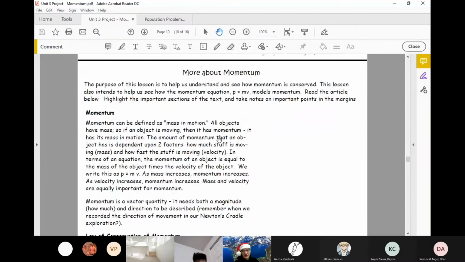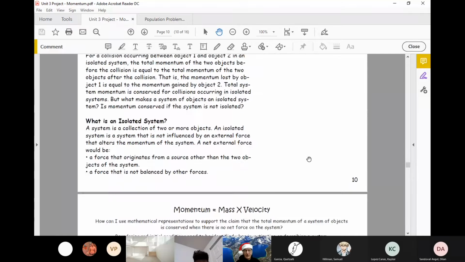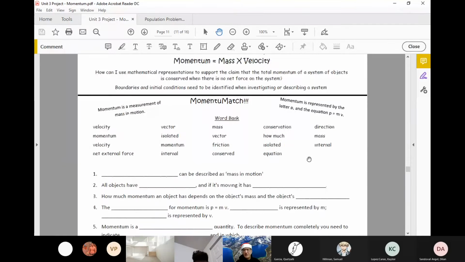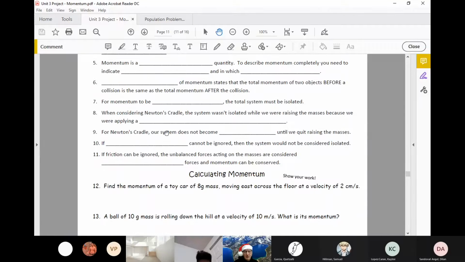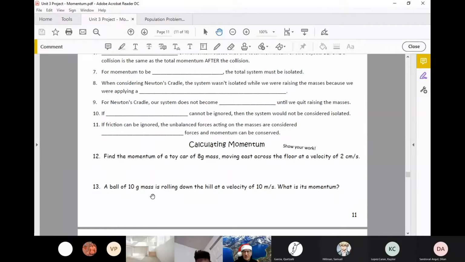Now this page you needed to do by yourself. If you haven't done this, it is due today, where you read this and highlight the important parts and write some notes in the side over here. Similarly, you are supposed to have this finished already, where you fill in the blanks using the word bank as you go through. All right? So that was to be done on your own, including these two problems at the bottom.